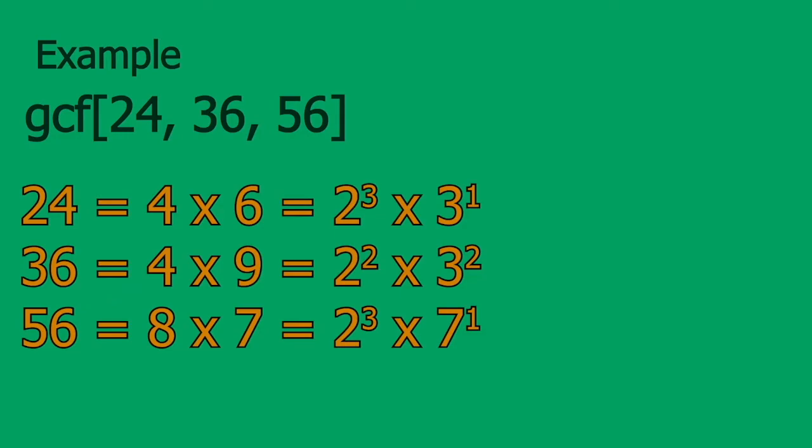Well, for the 2's, we can see that out of all of them, 2 to the second power is the smallest, so we're going to take that out. Do all of them share 3? No. Do all of them share 7? No. So that's it, just 2 to the second power. So that means, in this case, the greatest common factor for 24, 36, and 56 is just 4. Well, that was pretty simple, pretty straightforward, not too complicated, right?